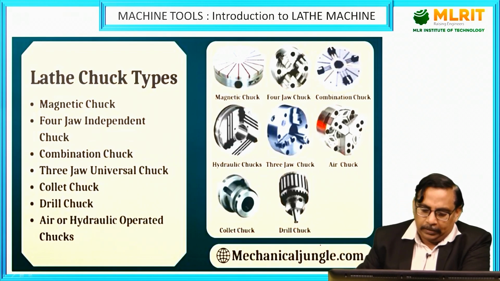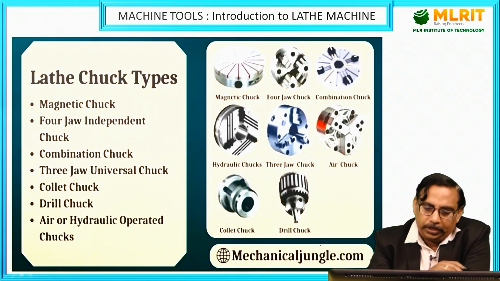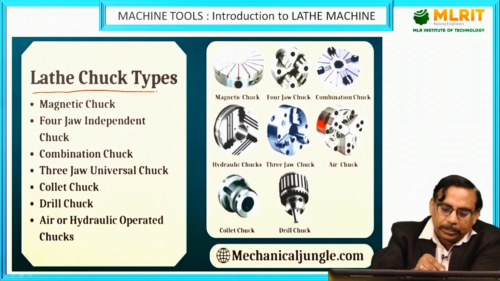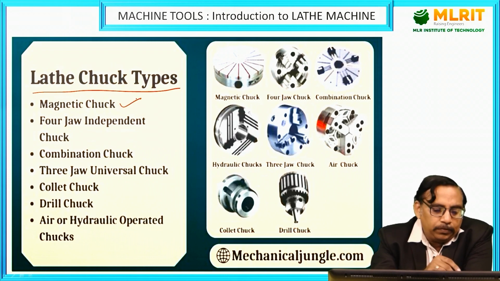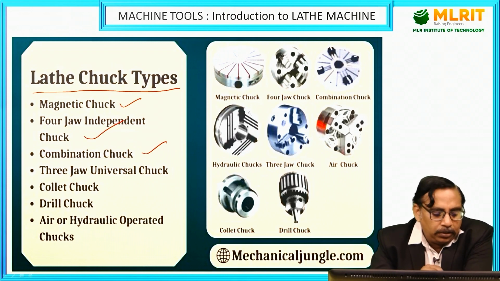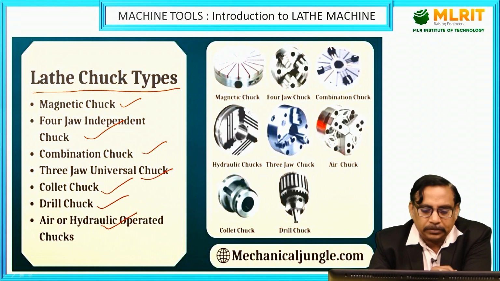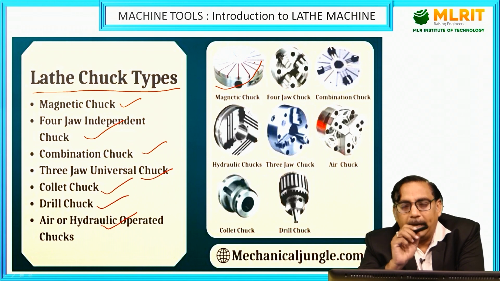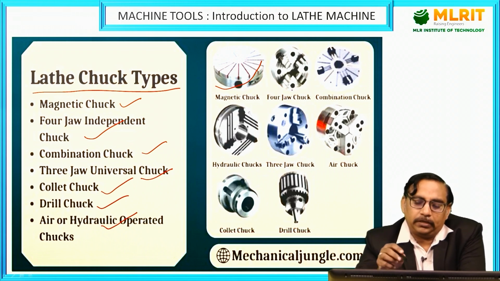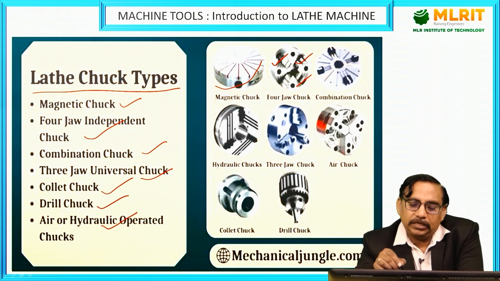See, as I said, at the headstock there will be a work holding device. These lathe chuck types are the work holding devices for that. If you see here, there are different types: magnetic chuck, 4-jaw independent chuck, combination chuck, 3-jaw universal chuck, collet chuck, drill chuck, and air or hydraulic operated chucks. The magnetic chuck always has a permanent magnet in it, and the simple disadvantage here is that the workpiece should be of magnetic material only. In the 4-jaw chuck, there is the first jaw, second jaw, third jaw and fourth jaw. These 4 jaws are operated individually with a chuck key.